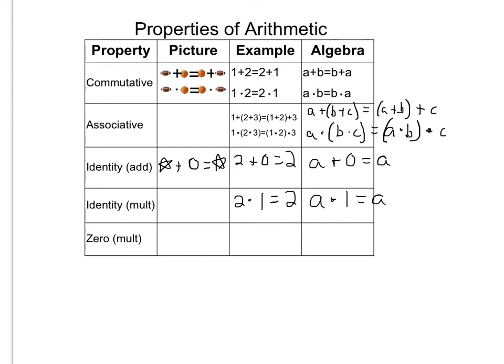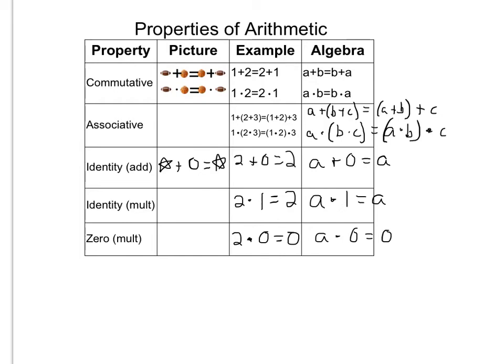Right, and then there's the 0 property of multiplication. The 0 property of multiplication says that any number times 0 equals 0. Okay, any number times 0 equals 0. So again, any number times 0 equals 0. That's called the 0 property of multiplication.